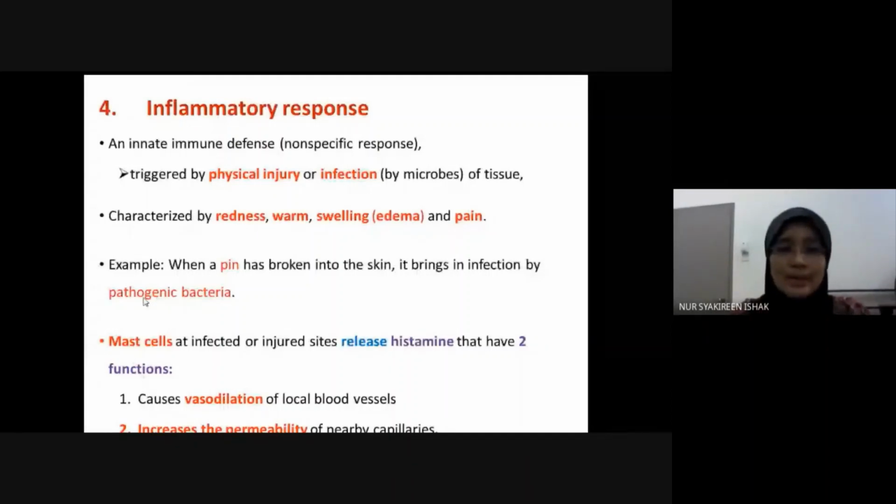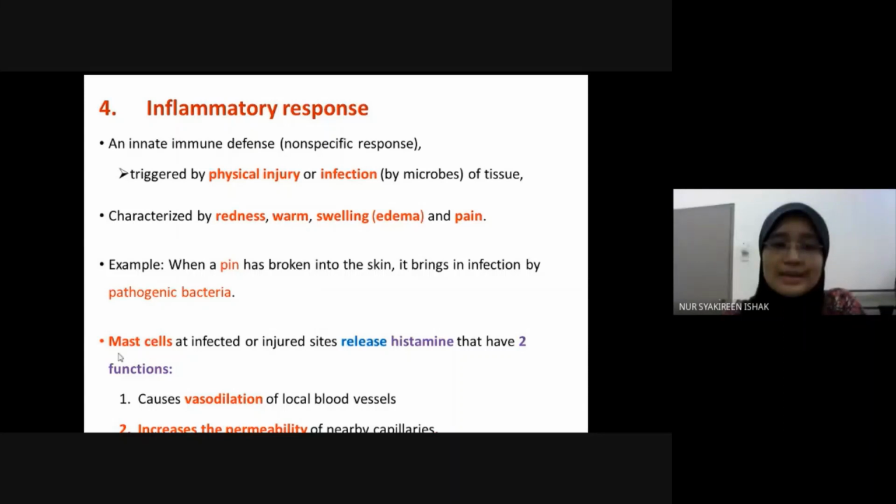And then you have a type of cells which we call mast cells here. So mast cells at infected or injured site release histamine that have two functions. So the function of histamine is that it causes vasodilation of local blood vessels. So the blood vessels at the infected area will vasodilate, okay, vasodilate to bring in more blood to the infected area. And then it also increases the permeability of nearby capillaries.